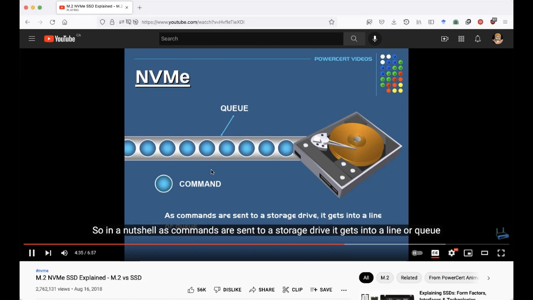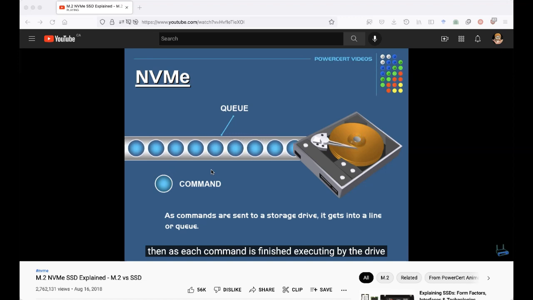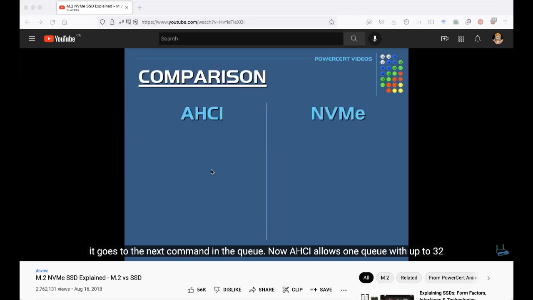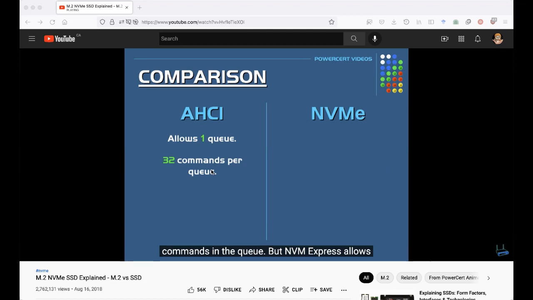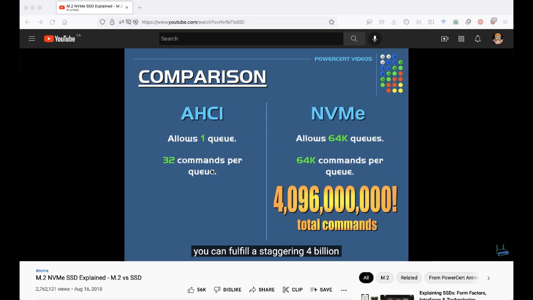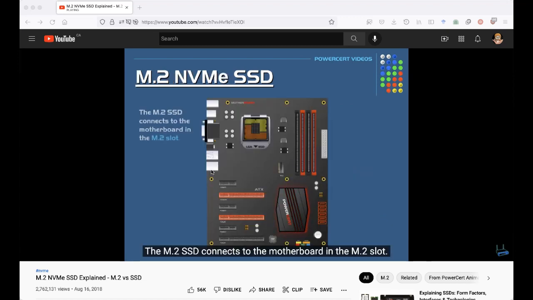Then as each command is finished executing by the drive, it goes to the next command in the queue. Now, AHCI allows one queue with up to 32 commands in the queue, but NVM Express allows 64,000 queues, and with each queue capable of 64,000 commands. So in theory, if you were to max out NVM Express, you can fulfill a staggering 4,096,000,000 commands.